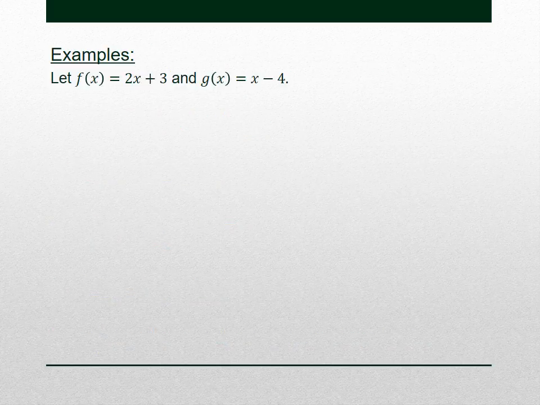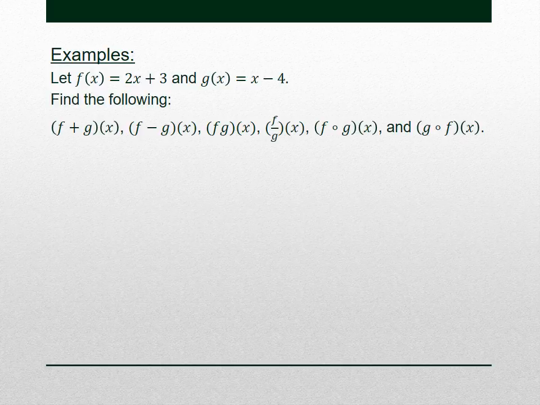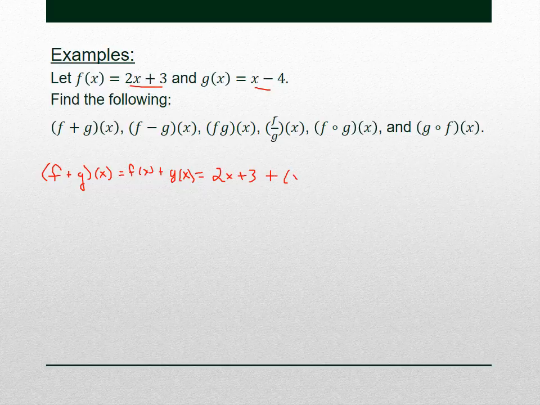Let's look at two functions f and g and put this into practice. So let's find f plus g of x. So f plus g of x, what is that? Well, that means that we're going to take f of x and add to it g of x. And what is that? Well, we copy down f of x and copy down g of x. So that's 2x plus 3 plus x minus 4.